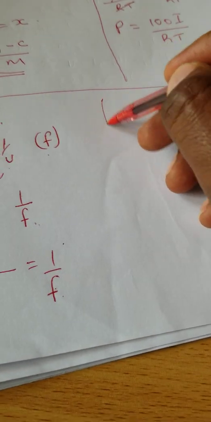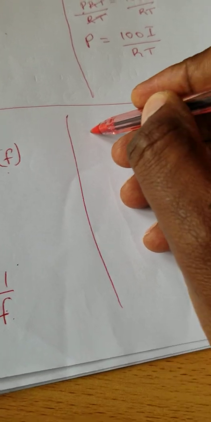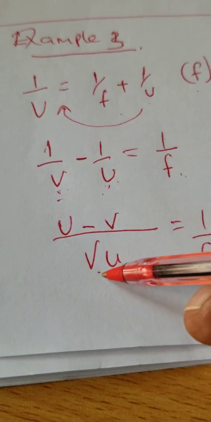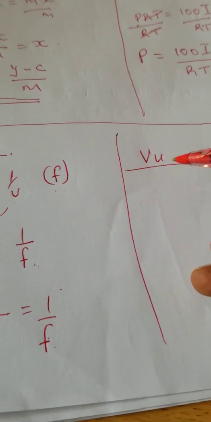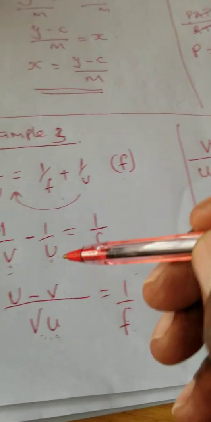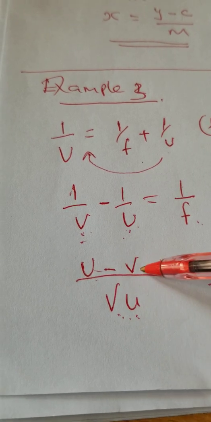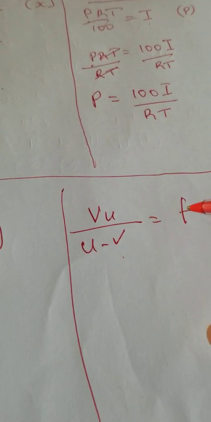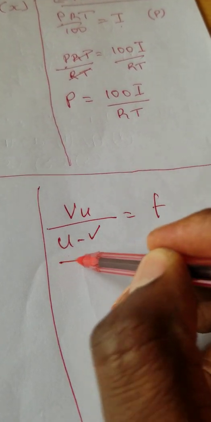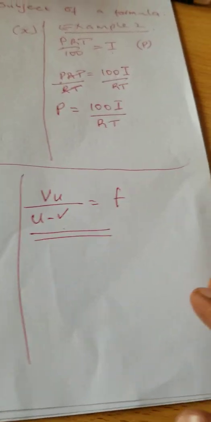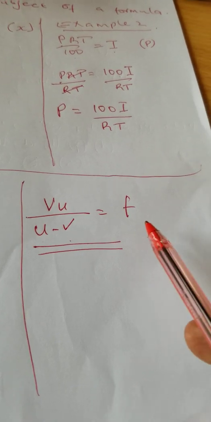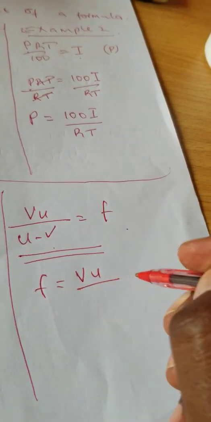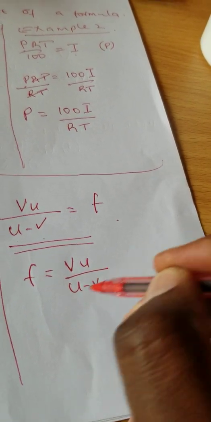So we will have vu, which is our denominator here. Now it becomes our numerator here, over u minus v. u minus v is our numerator here, but now it becomes our denominator, is equal to f over 1. We have already made f the subject, and that is it. So f is equal to vu over u minus v.